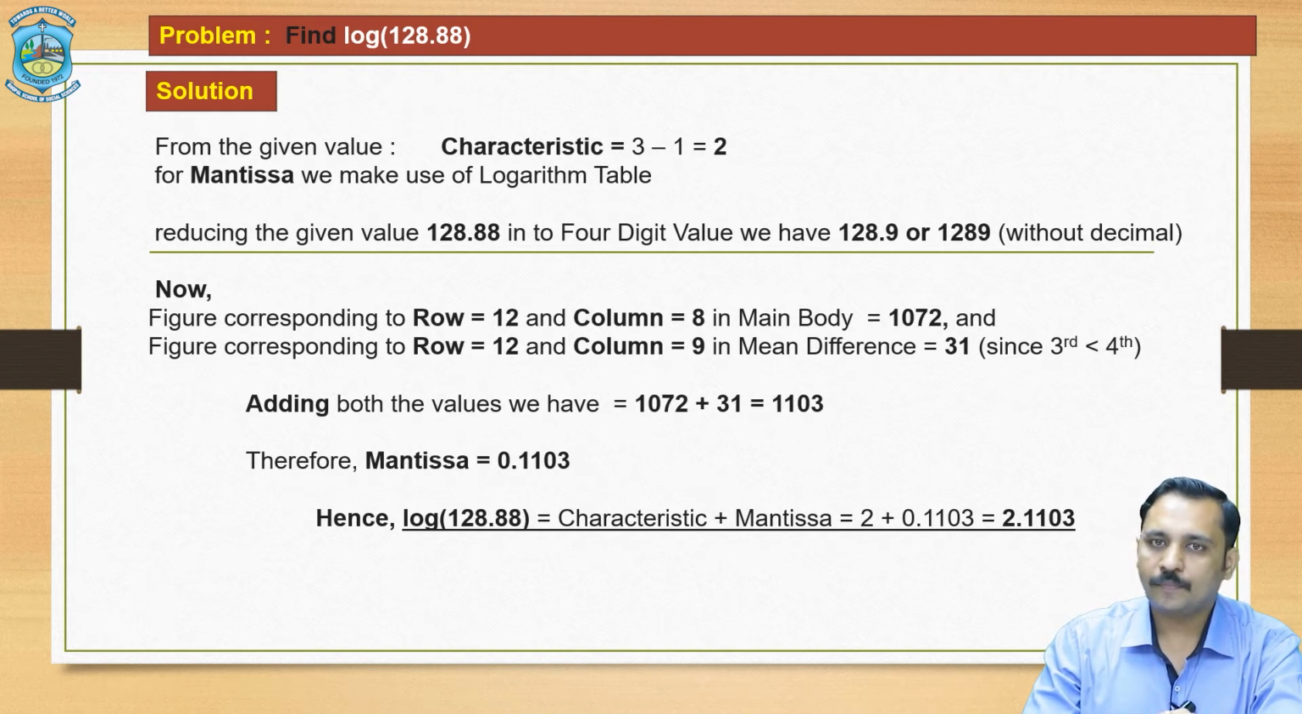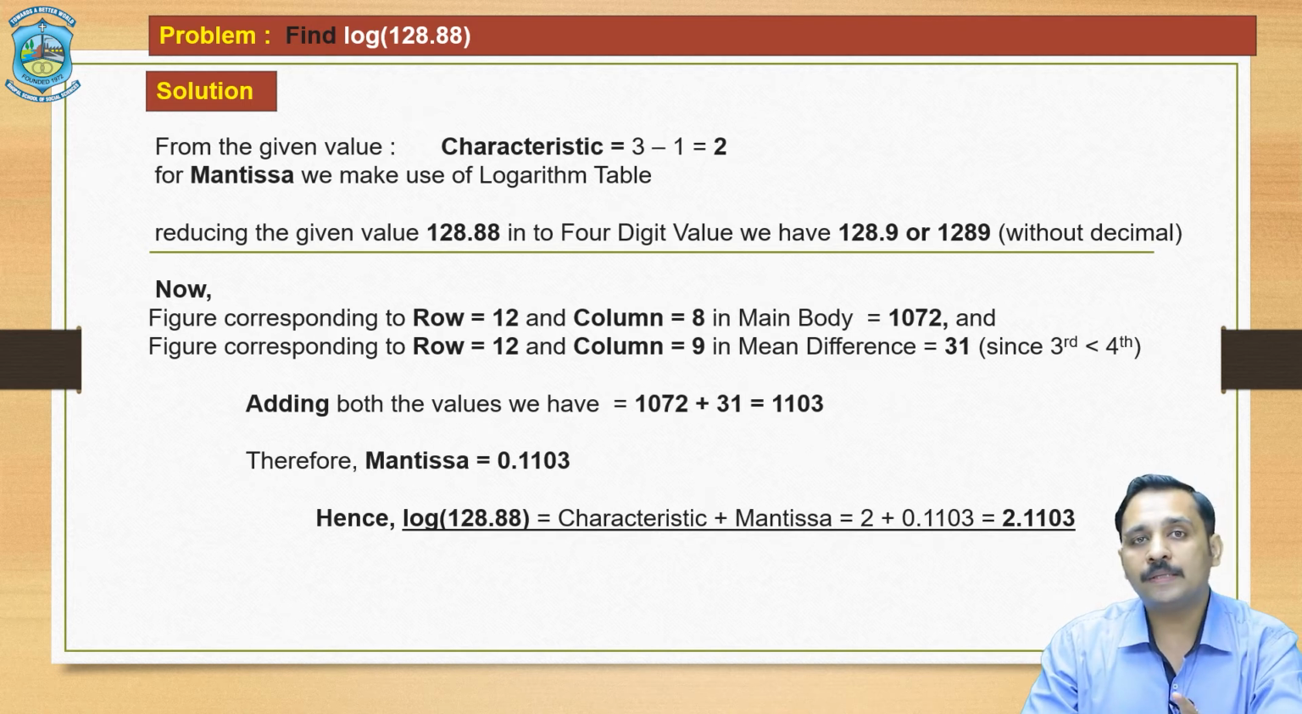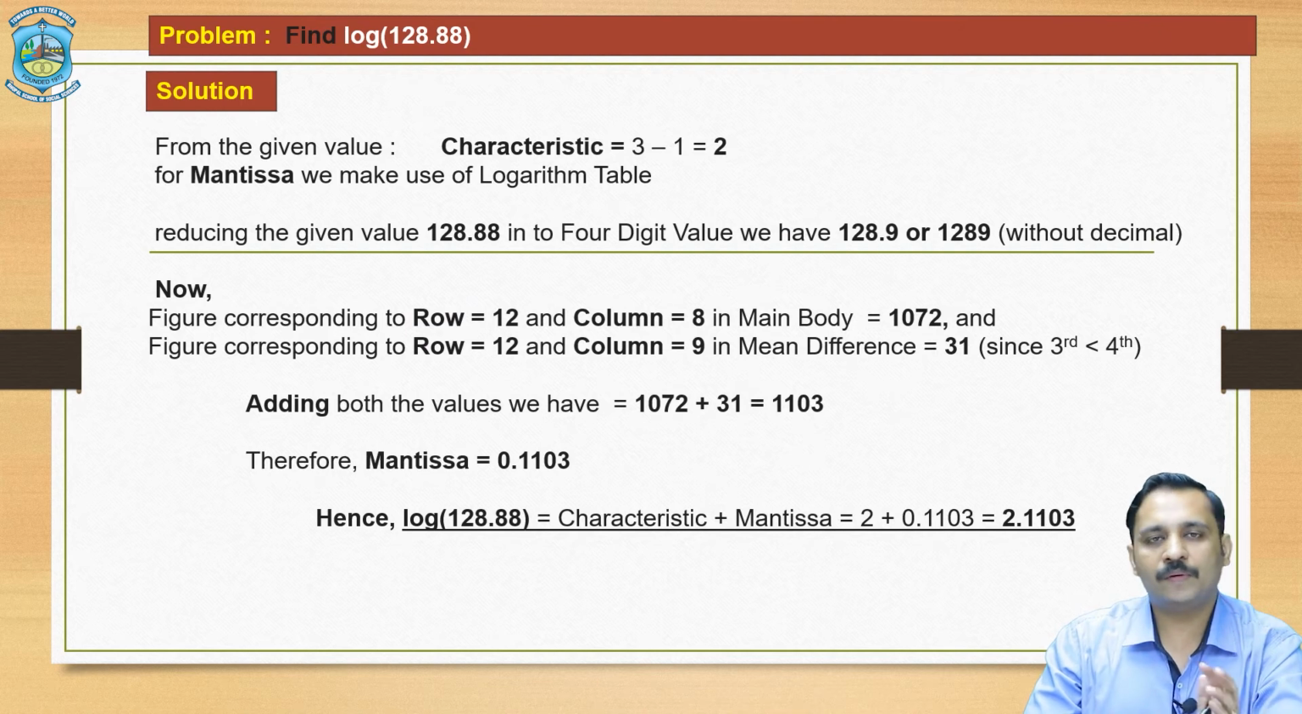Hence, the logarithm value is log of 128.88 is equal to 2.1103. Here, I would like to mention that in certain books or certain log tables, you won't get two different values. Instead, you will only get one value. We will use this comparison of third and fourth digit in the log tables in which we have two different values. Otherwise, whatever values are given, we will take it as it is.